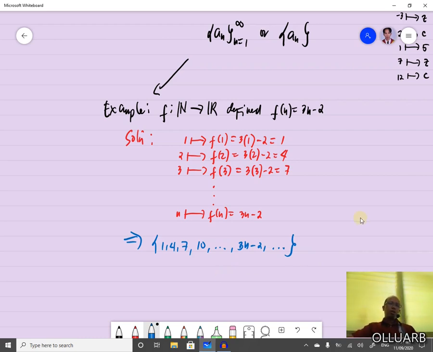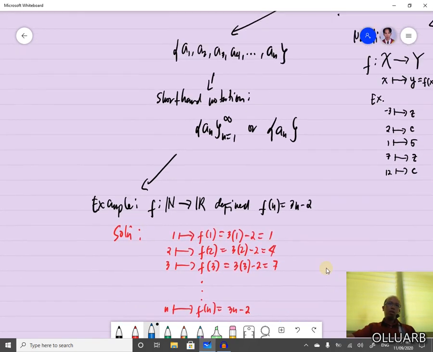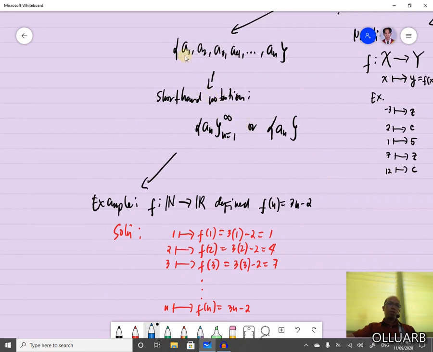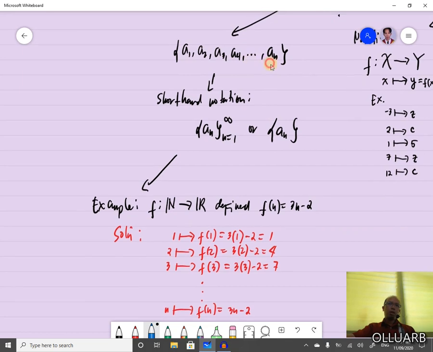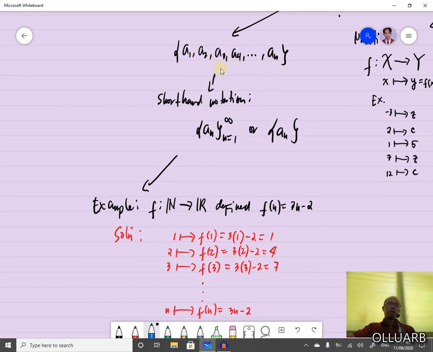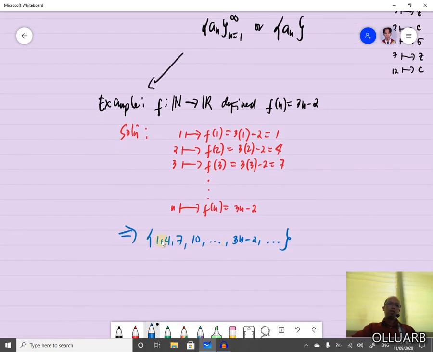So notice in the definition of the sequence, you cannot rearrange the elements. A1 must come first, followed by A2, and then followed by A3, A4, up to A5, up to AN. You cannot rearrange the sequence, meaning to say you will put 10 first, and then 4, and then 7. No, you have to arrange in increasing order.